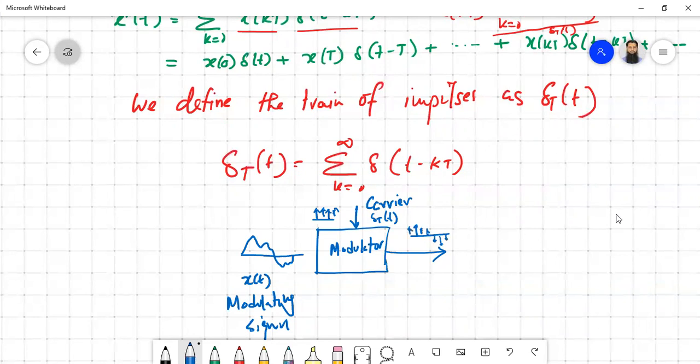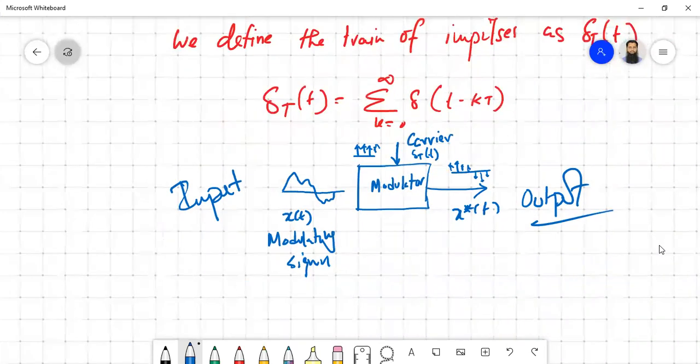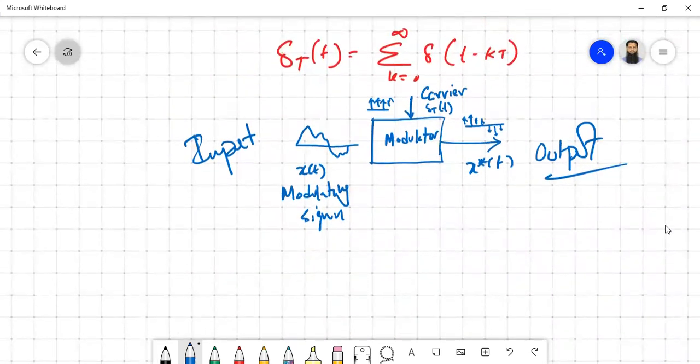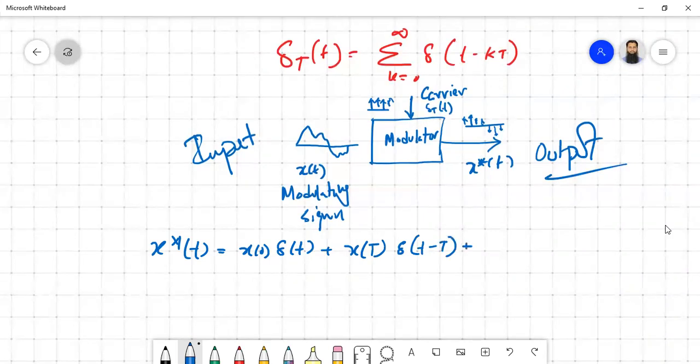So this system we are discussing, the impulse sampler, can be considered as a modulator. The carrier signal is the train of pulses, and the modulating signal is our input. The output that we are getting is basically x*(t). So before going to the Laplace transformation, let us write the equation again: x*(t) is basically x(0)δ(t) plus x(T)δ(t − T), so basically delayed versions of your impulses, and it goes up to x(kT) and beyond.